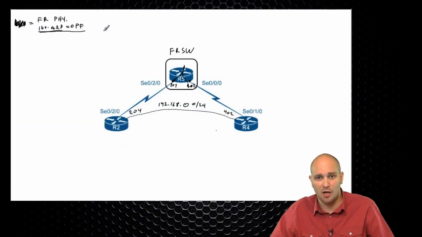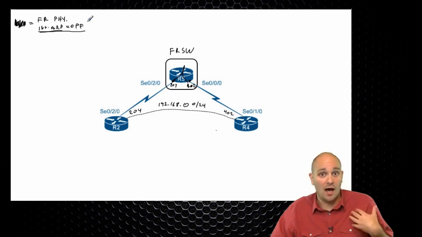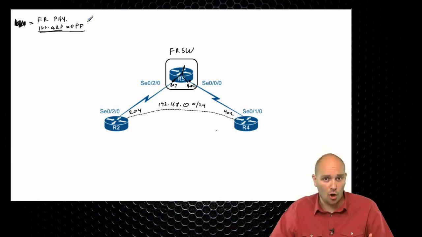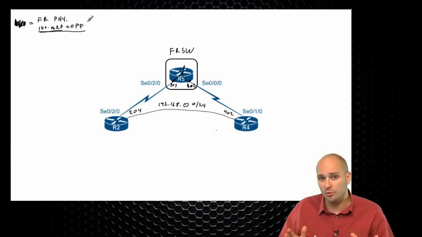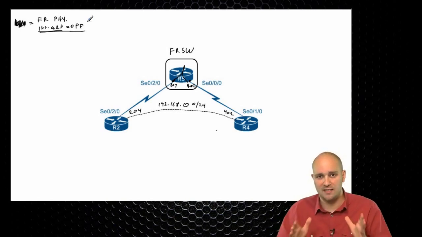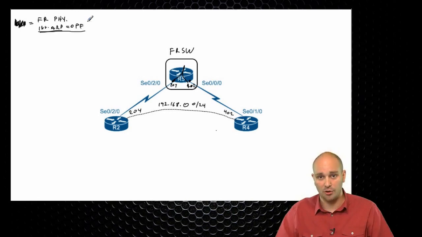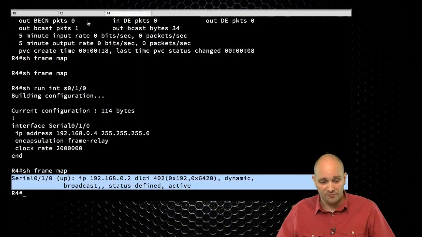Is my inverse ARP off? No, it is not. It is actually running on this DLCI, even though I was under the impression that I turned it off. So this is why I was warning you. If you are instructed to turn off inverse ARP, you need to make sure to turn it off on all the devices that are connected to your frame relay cloud. And in this case, these are R2 and R4. So let's go and fix this problem.